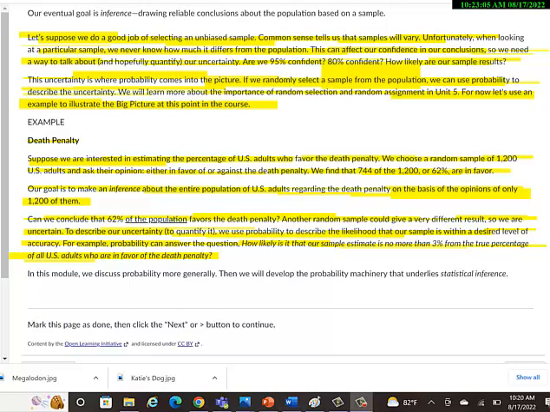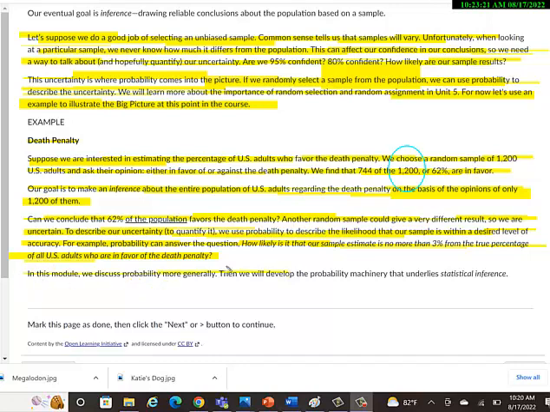I mean, it'd be hard to say how certain that is because you only took a sample of 1,200 people of the millions and millions in this country. So we'll learn more about that. That's kind of where we're headed. This is just kind of a preview of what's coming in this module and maybe future modules as well.